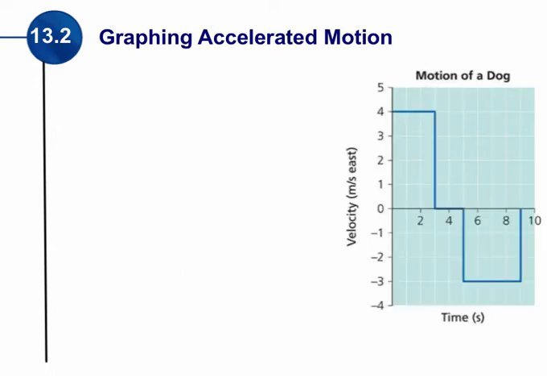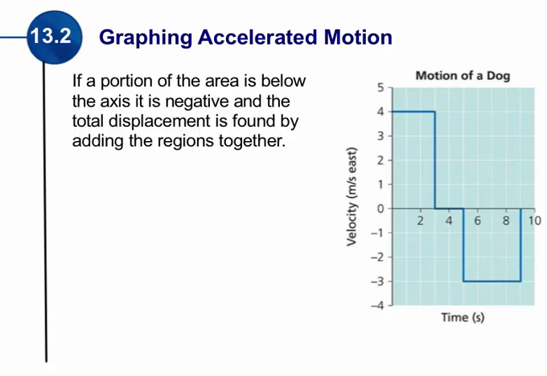We may even have a graph like this one, motion of a dog. And this graph actually goes below 0 in the velocity. And remember, if we have a negative velocity, this is just going to have a value that's in the negative region. That's okay. If a portion of the area is below the axis, we just consider it negative displacement. And the displacement is found just by adding the two regions together.